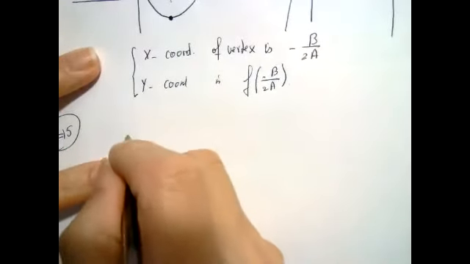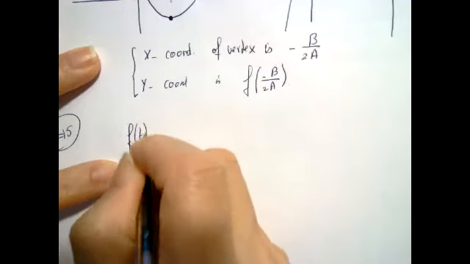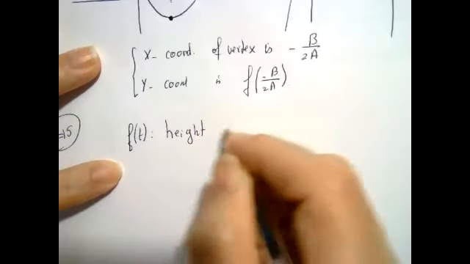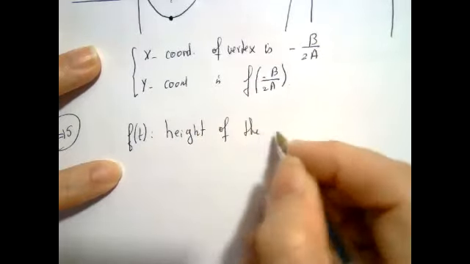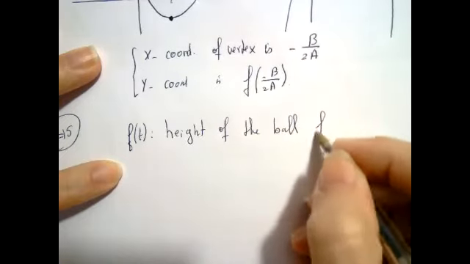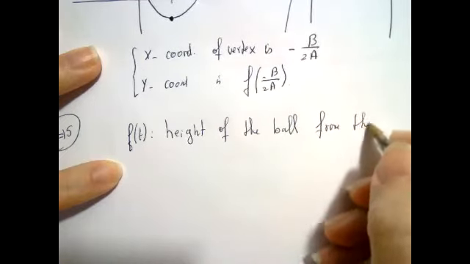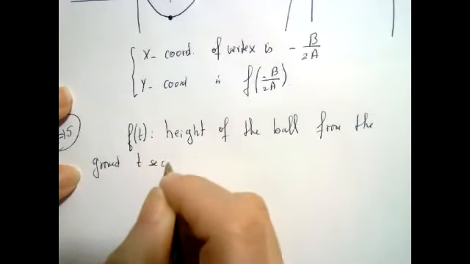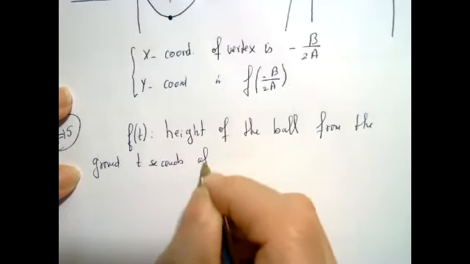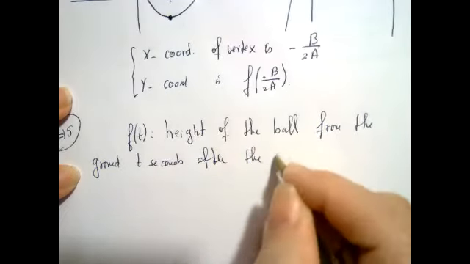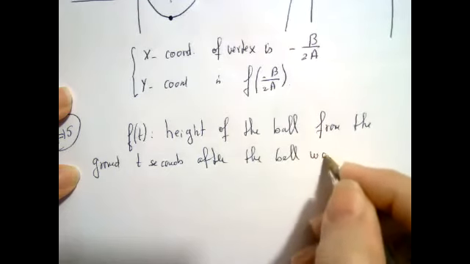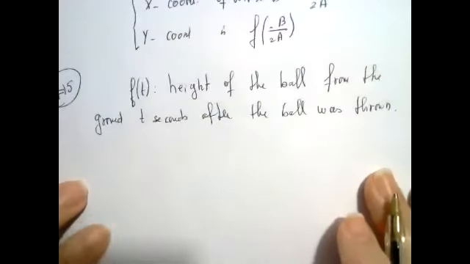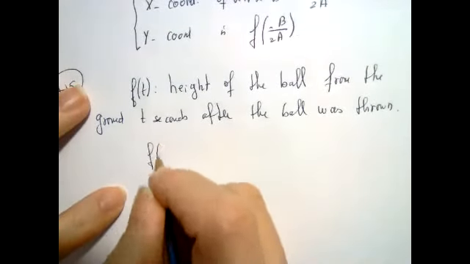So if I call f of t the height of the ball from the ground, ground is my reference, t seconds after the ball was thrown. So that's what f of t is, the height. And the formula for f of t is the following.